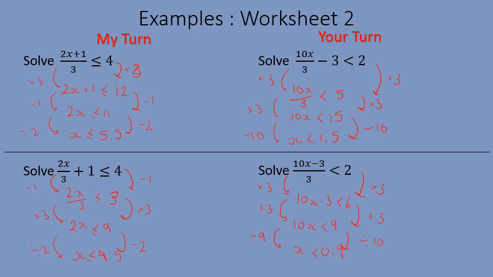Whereas for the second one, the divide by 3 is over everything. So the first thing you need to get rid of is the divide by 3 by timesing by 3. So we should have then got 6 on the right hand side. Then we needed to add 3 to both sides and then divide by 10. So x is less than 0.9.